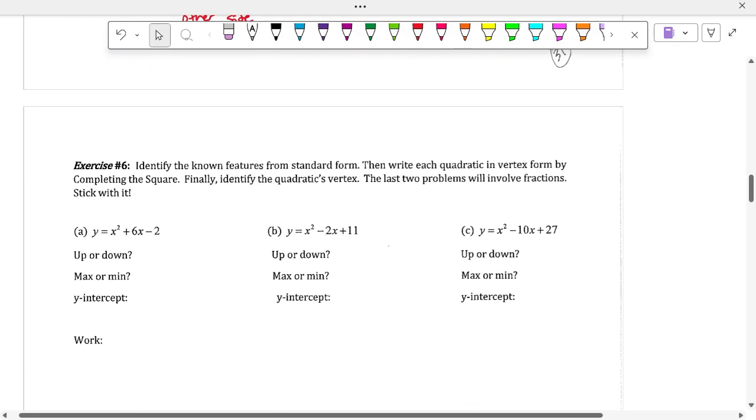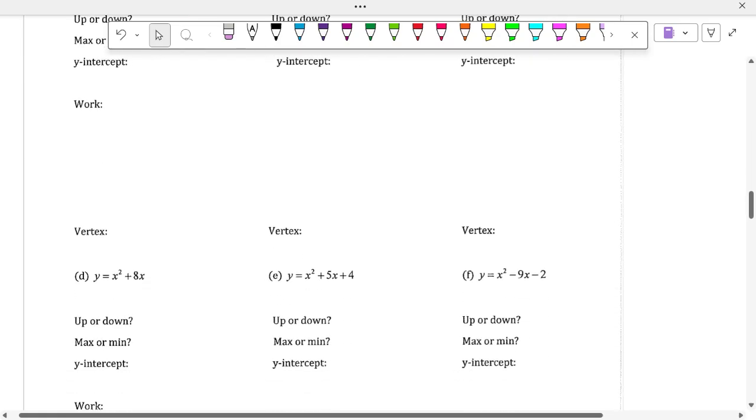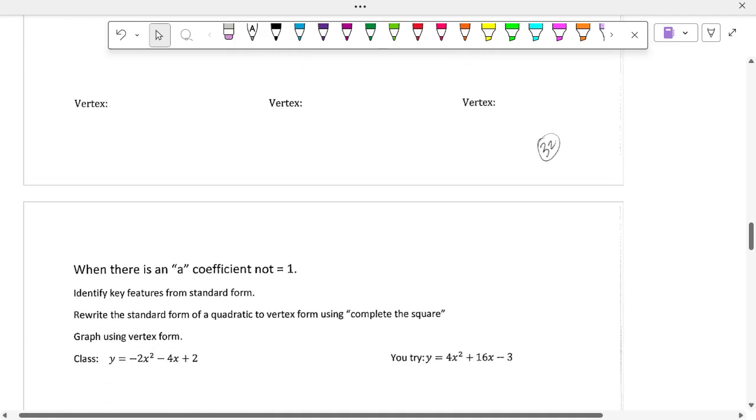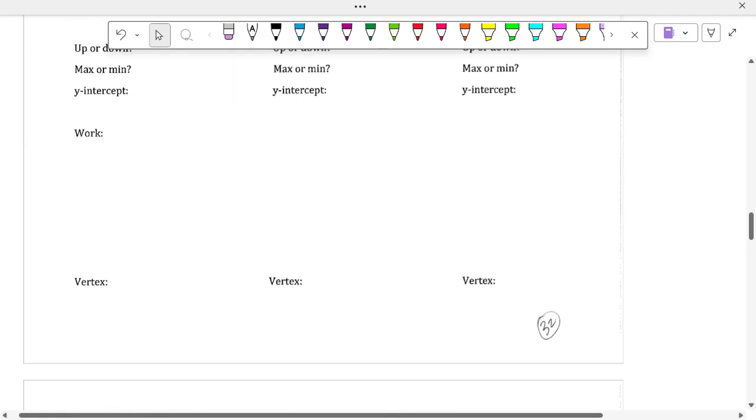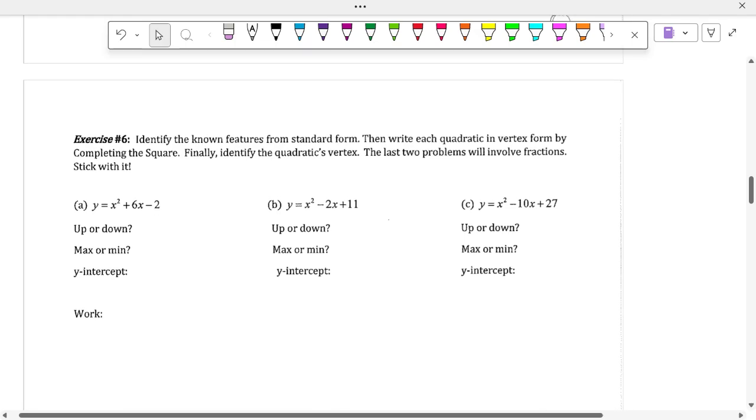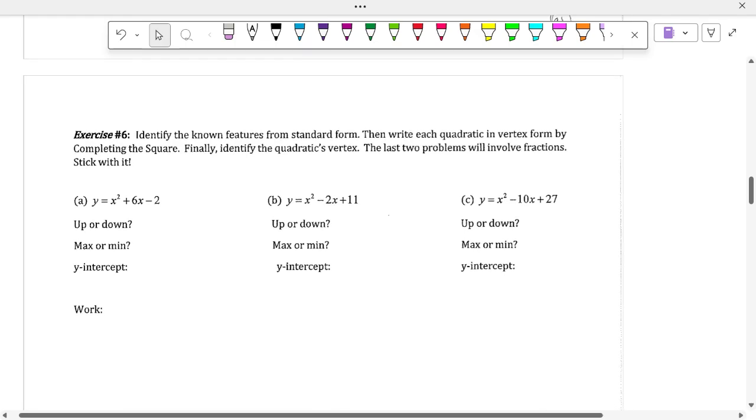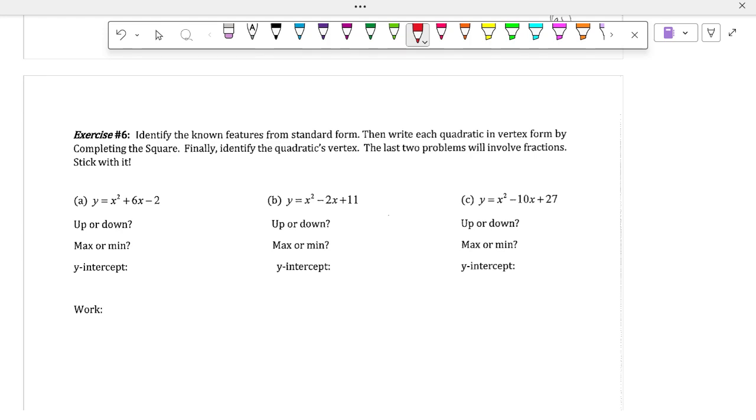So let's do some examples. All right. Now, these are just solely when the a value is equal to 1. First things first, just from standard form, I can get some basic information. So does it open up or down? It obviously opens up because the a value is positive. That means we have a minimum. Our y-intercept is our c value, so it is at the point (0, -2).